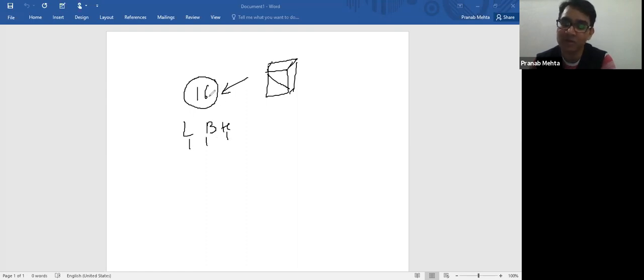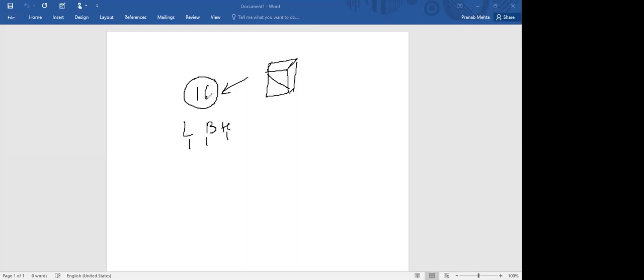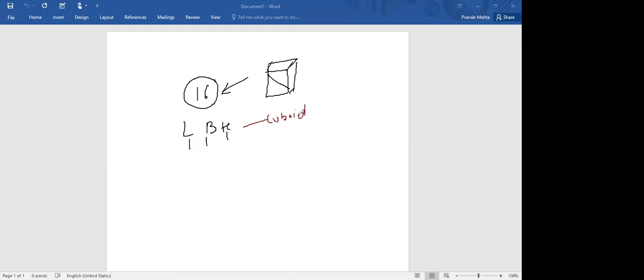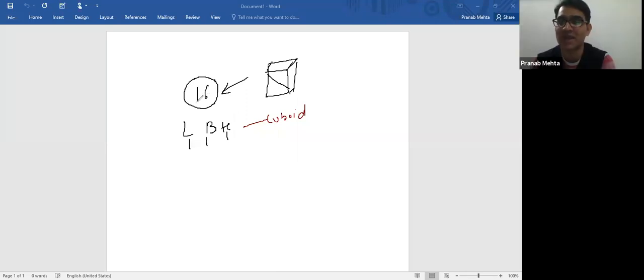Can I distribute these 16 cuts equally among length, breadth, and height? No, 16 is not divisible by 3. So since I cannot distribute 16 equally among length, breadth, and height, I won't be able to get a cube, but I will get a cuboid. Understood? This is the first data which needs to come in your mind. Now, try finding the number which is very close to 16 and divisible by 3. So that is 15.